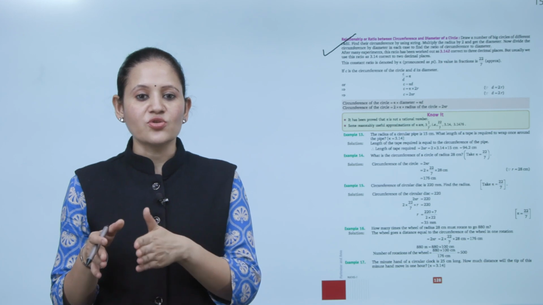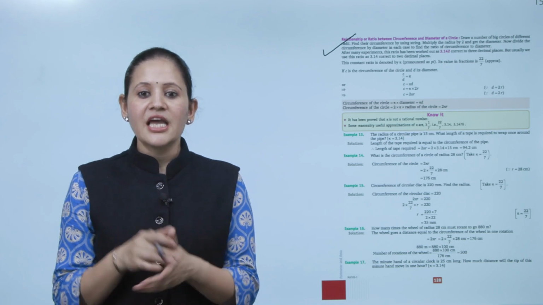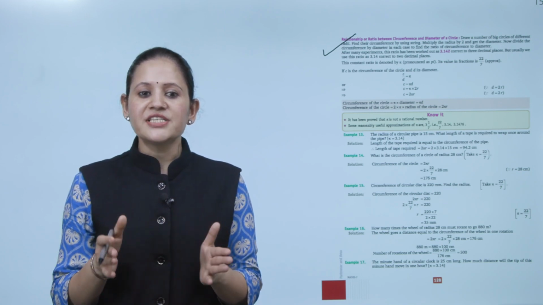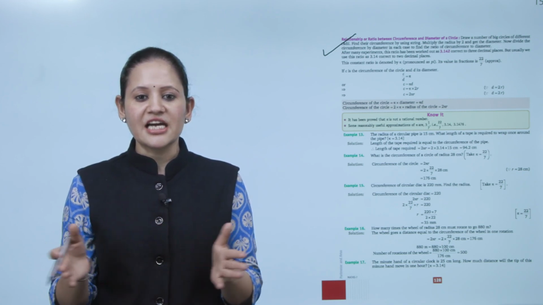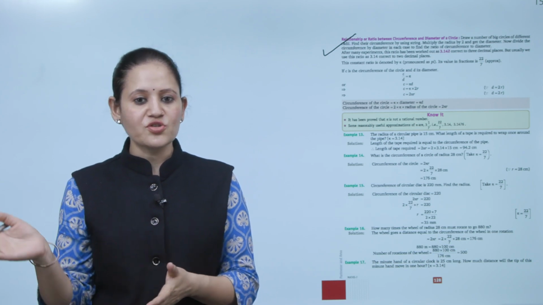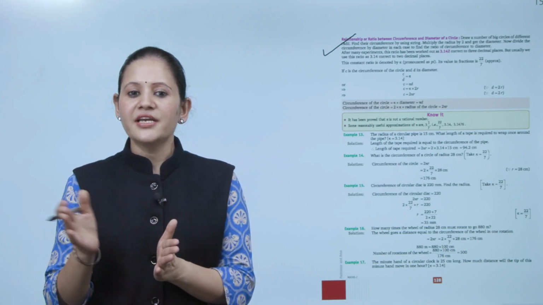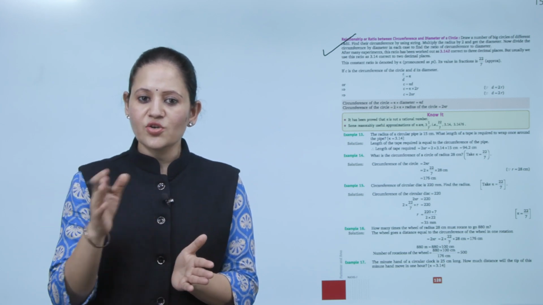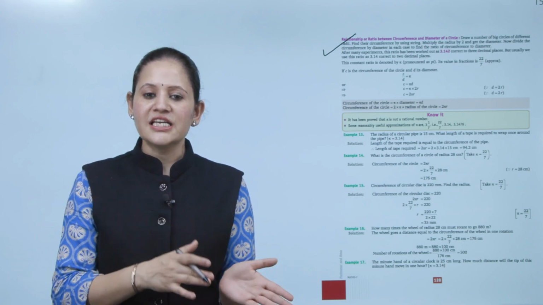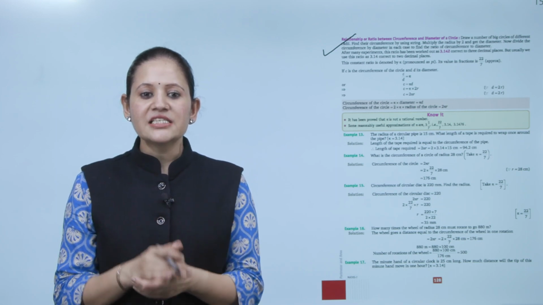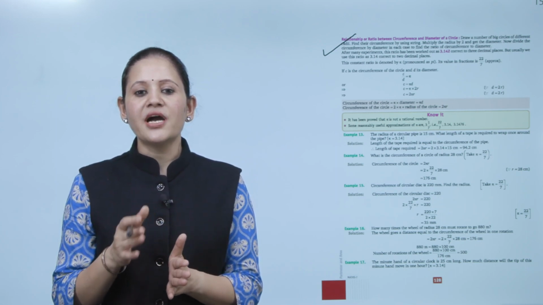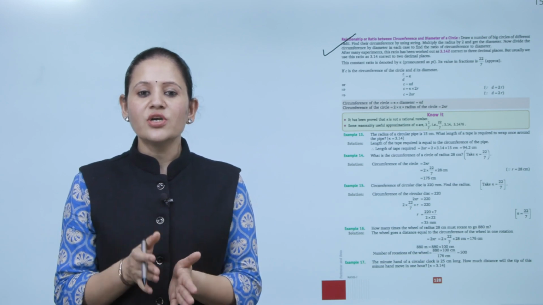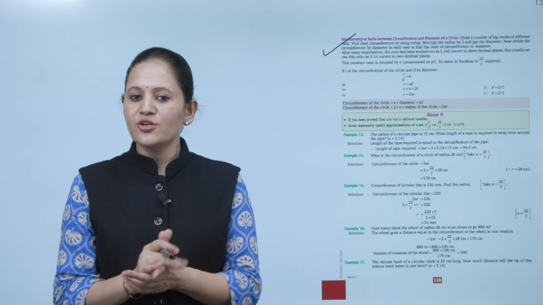This constant ratio is denoted by pi. Its value in fraction is 22/7. If C is the circumference of the circle and D is the diameter, then C upon D is equal to pi. So C equals pi D, and D equals 2r. So pi into 2r, or we can say C equals 2 pi r. Circumference of the circle is equal to pi into diameter, pi D. Circumference of the circle is 2 into pi into radius, 2 pi r. Know it.